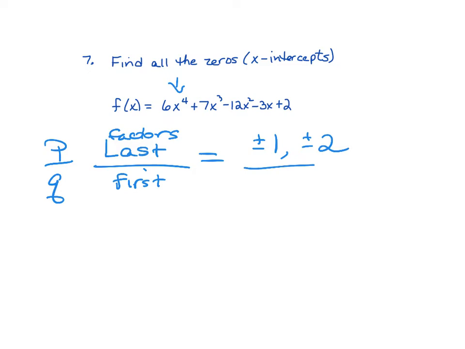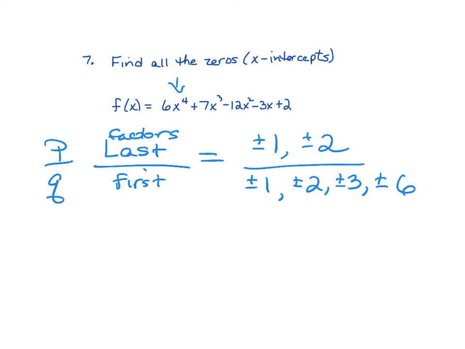Now I have to do the same thing for 6. The ways to multiply to get a 6 are going to be 1 times 6, negative 1 times negative 6, and 2 times 3, and negative 2 times negative 3. And again, I'm going to write this with my shorthand notation. So these would be all the factors of 6.